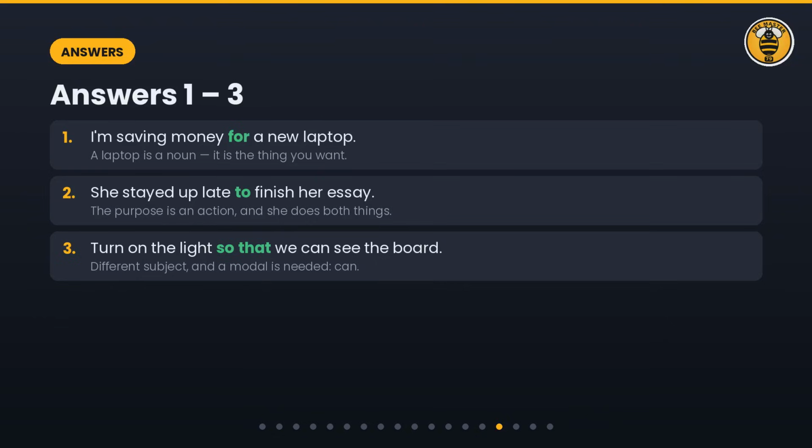Here are the first 3 answers. Number 1. I am saving money for a new laptop. A laptop is a noun. It is the thing you want, so for is correct. Number 2. She stayed up late to finish her essay. The purpose is an action, and she does both things, so we use to plus the base verb. Number 3. Turn on the lights so that we can see the board. Here the subject changes, and we need the modal can, so only so that will work.